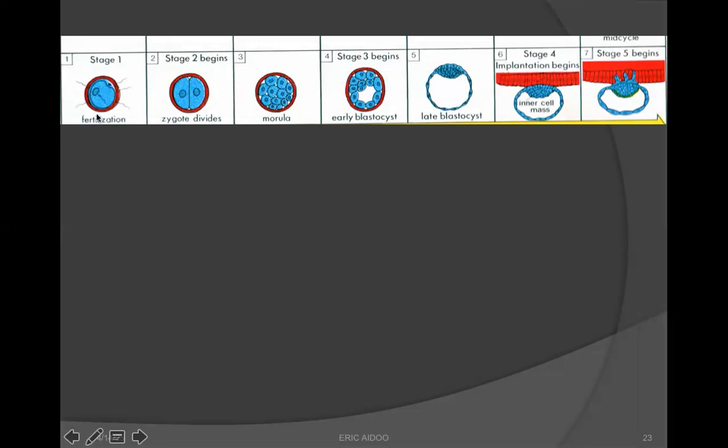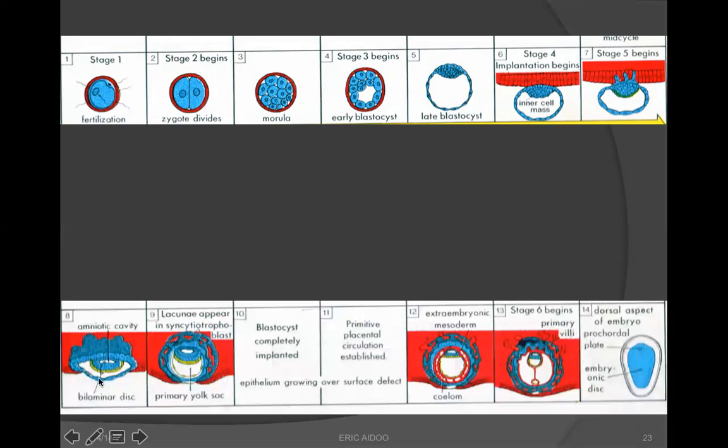So in a nutshell, that's what we've done. Stage 1, fertilization, then zygote, then morula, early blastocyst, late blastocyst, inner cell mass. Then on and on you go. You have the bilaminar disc, primary yolk sac. Then eventually you have the splitting of the extraembryonic mesoderm into two to form splanchnopleuric and somatopleuric. And then also the primary yolk sac is lined again by a layer, and it pinches off, and then it forms the secondary yolk sac.